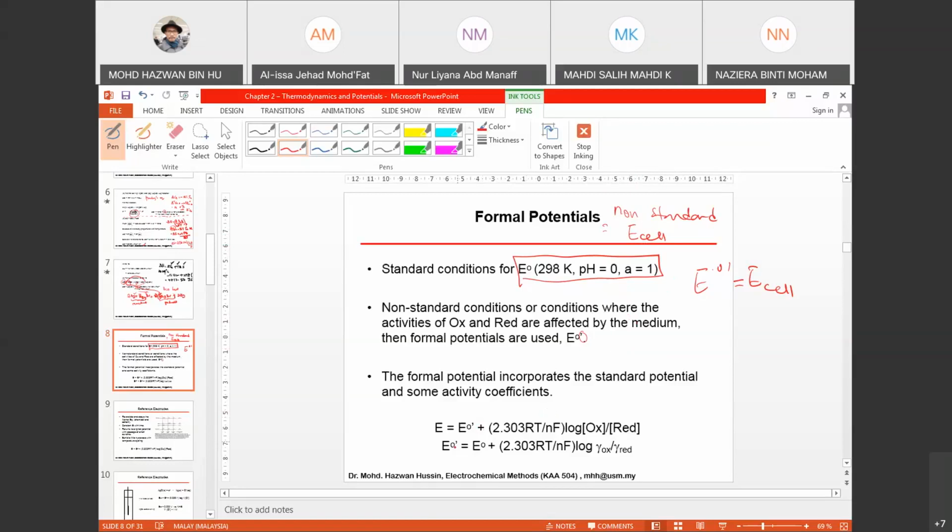So you know that you can get E cell from the Nernst representation. E cell is equal to E naught cell minus 2.303 RT over F.